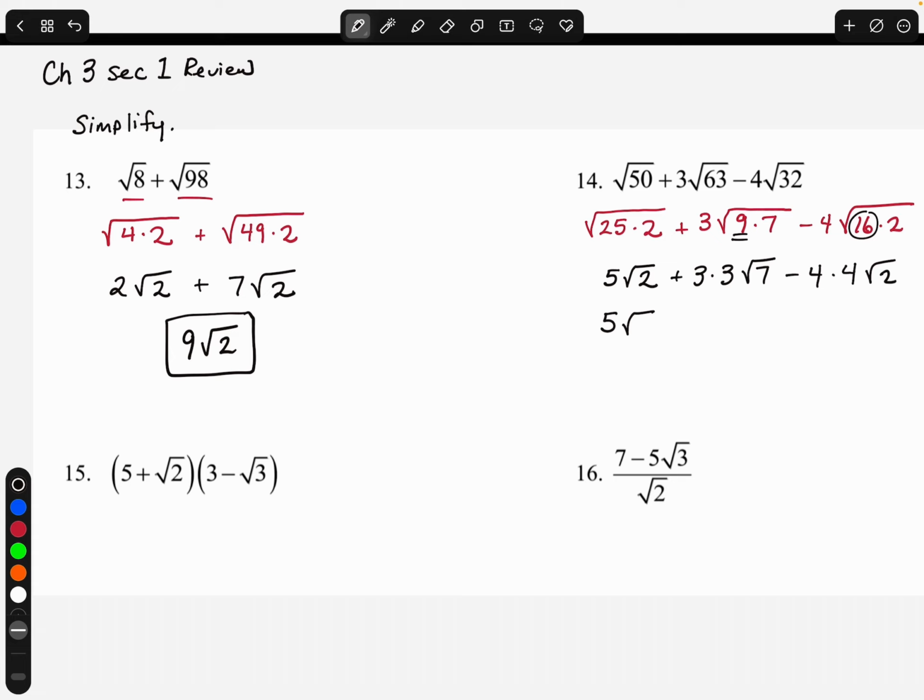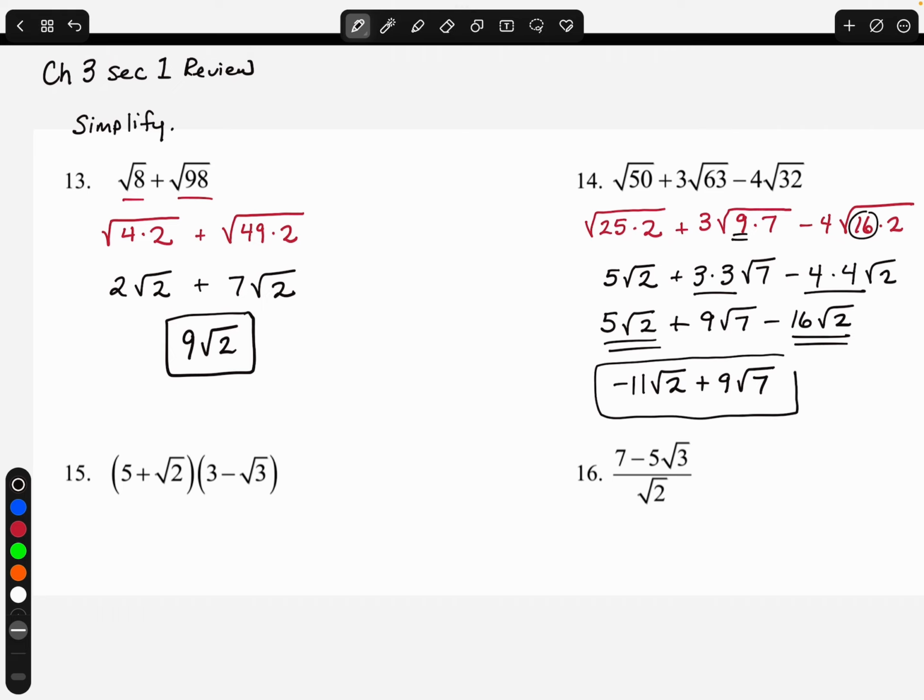So right now we've got 5 square roots of 2 plus 9 square roots of 7 minus 16 square roots of 2. These two are like terms, so we can now combine those. We'd have negative 11 square roots of 2 plus 9 square roots of 7. Or you could have it written 9 square roots of 7 minus 11 square roots of 2. That would be the same thing.